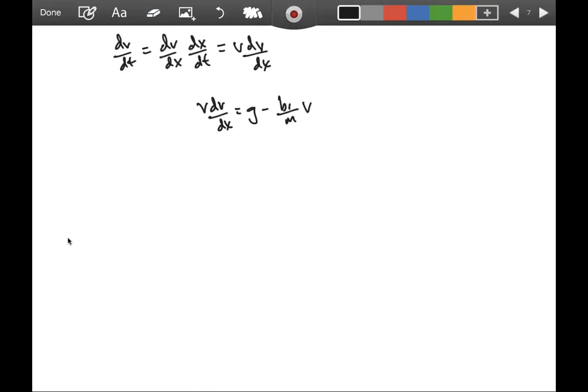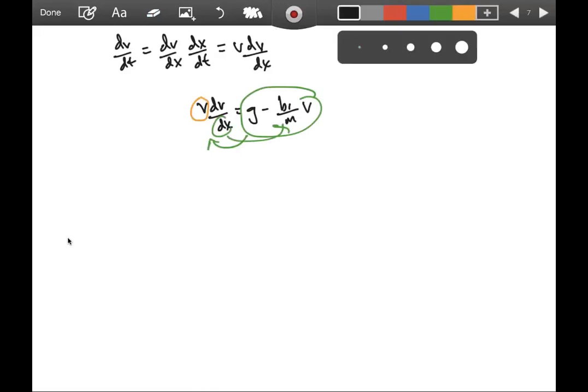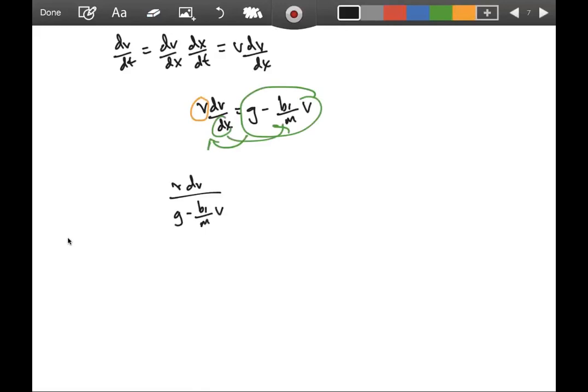So in this case, unfortunately, because this v sits out front here, there's no way we can actually use an integrating factor, because the integrating factor requires the derivative to be all by itself. So here we're just going to use separation of variables. Basically, I'm going to bring everything with a v over to one side, divide by all this stuff here, and then multiply by the dx onto the other side. So this becomes v dv over g minus b1 over m v, integrated from the initial to the final, equal to simply dx, integrated from x initial to x final.